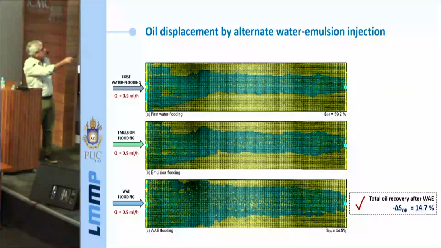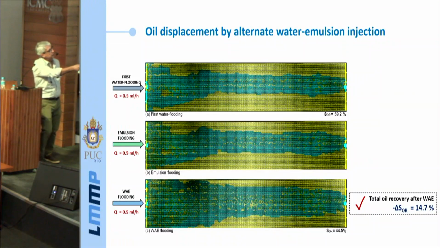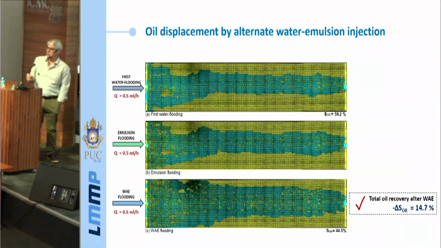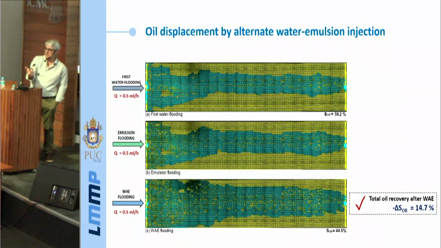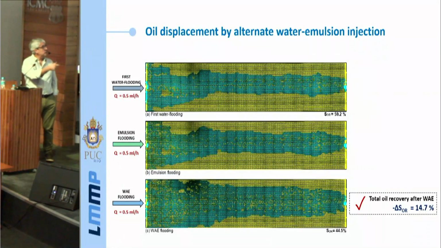So water got there, but it was not able to displace these oil ganglia. Just for reference, the remaining oil saturation was close to 60%. So we only were able to recover 40% of the oil that was inside the porous media, okay? Now we inject a slug of emulsion. So I'm injecting water with small drops. The drops will get blocked somewhere, and after a while, we inject water back again.